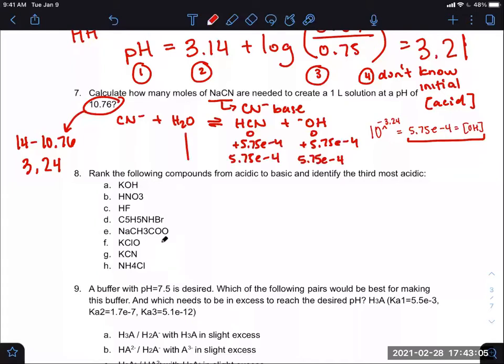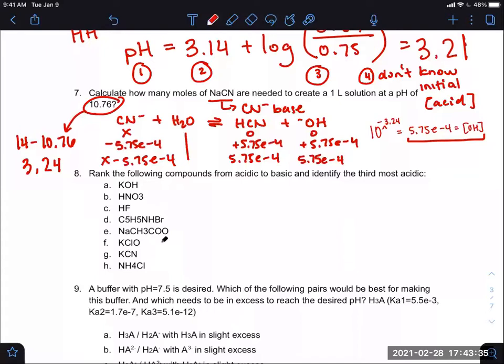Okay. So let's see what's going on the other side. We don't know what the initial is, right? That is actually what we're looking for. We're looking for how much of it did we even need to add to get our final pH, right? Okay, so we know we're going to be subtracting this amount, 5.75 e negative 4. Okay, so this is our setup, great.